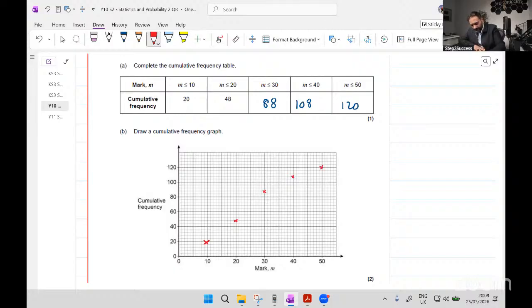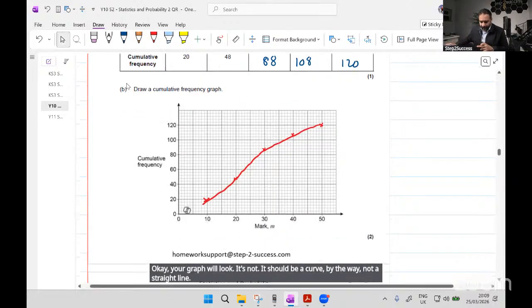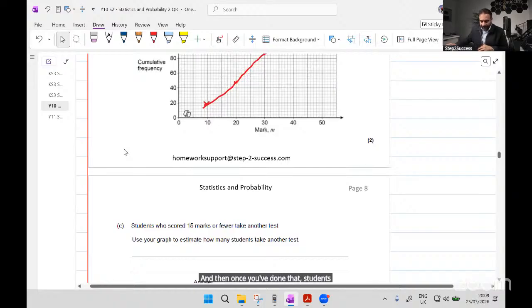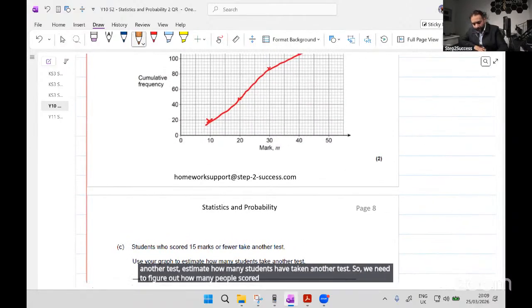Okay, your graph should be a curve, by the way, not a straight line. And then once you've done that, students who scored 15 marks or fewer take another test. Estimate how many students should take another test. So we need to figure out how many people scored 15 or fewer marks.